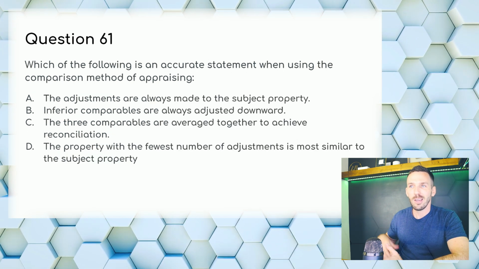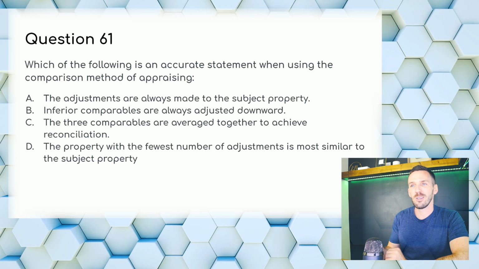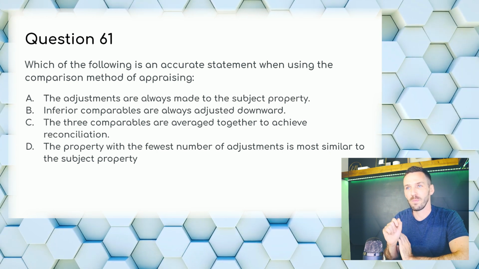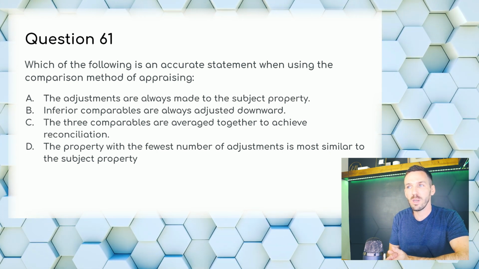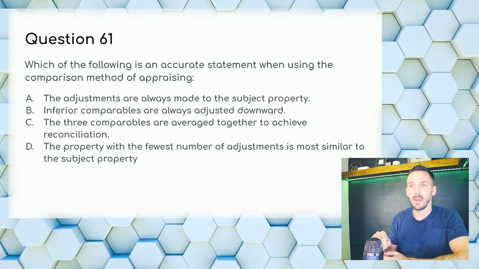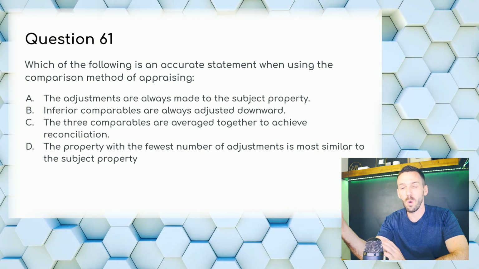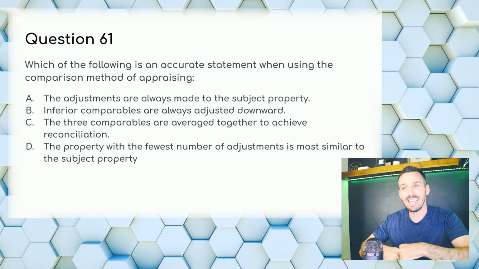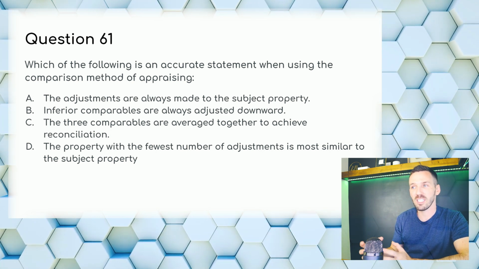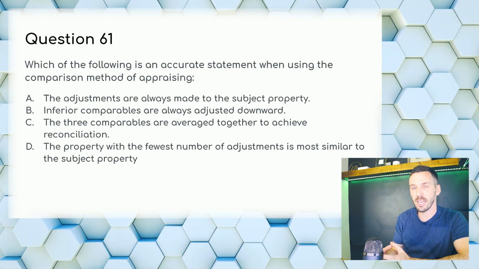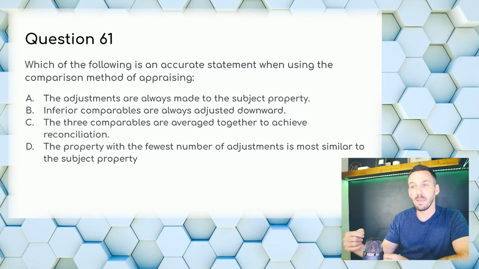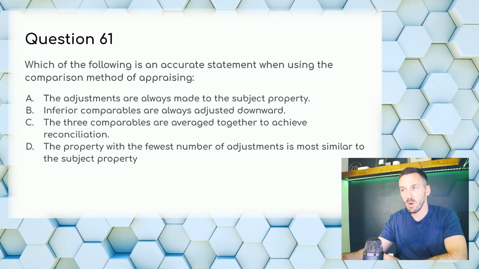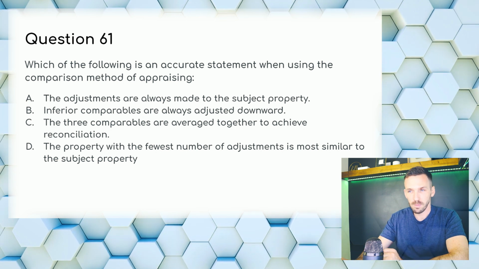Question 61. Which of the following is an accurate statement when using the comparison method of appraising? A, the adjustments are always made to the subject property. B, the inferior comparables are always adjusted downwards. C, the three comparables are averaged together to achieve reconciliation. D, the property with the fewest number of adjustments is most similar to the subject property.